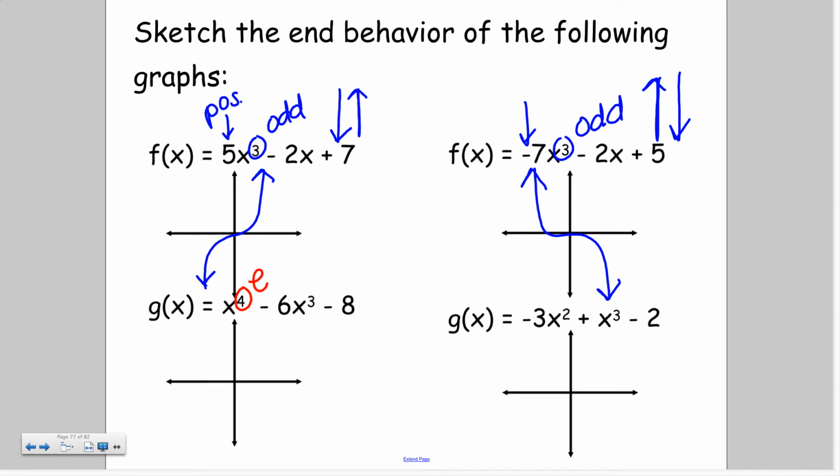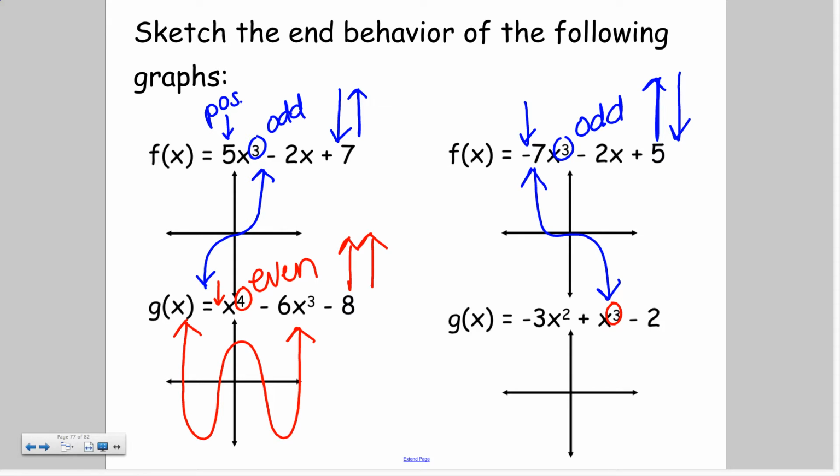All right, next one. I've got an even degree and a positive leading coefficient. So that means because it's even, they're both going to go in the same direction. Because it's positive, they're both going up. And I'm just going to sketch. Oh wait, that should be 4. So that means because it's 4, I'm going to have 4 turns. 1, 2, 3, 4.